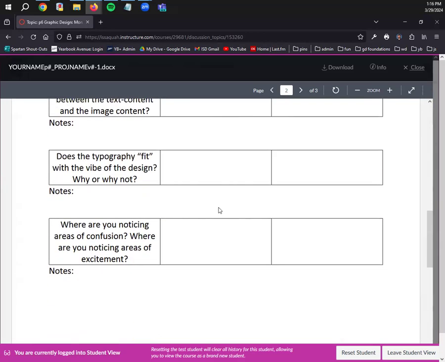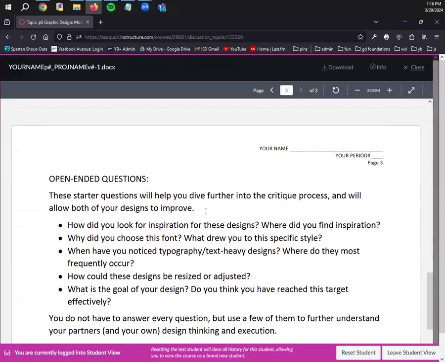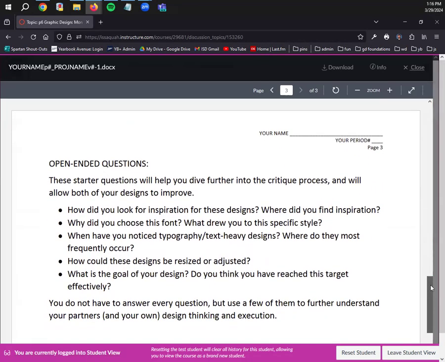On the third page of this document, sorry, I went full autopilot mode and forgot to explain the actual document, there are some open-ended question starters. These will allow you to speak to your design and understand other people's designs more than just asking, did you use this tool? Yes. There's more valuable conversation to be had by using one of these open-ended question starters.